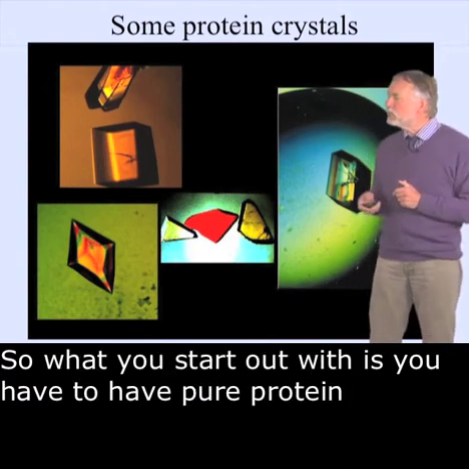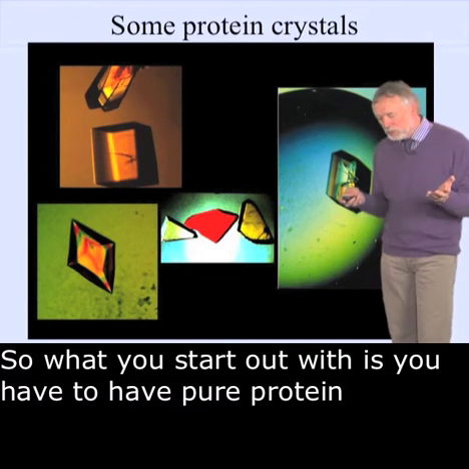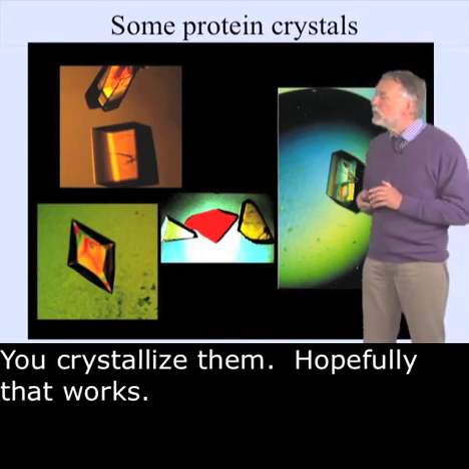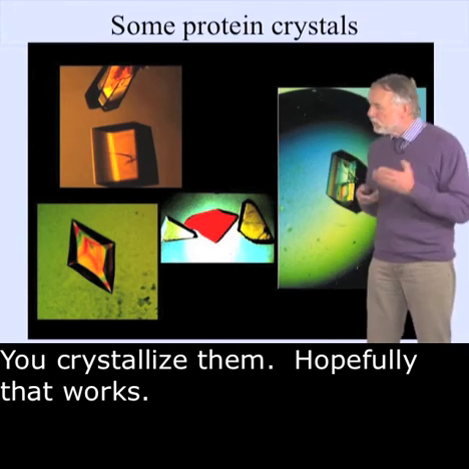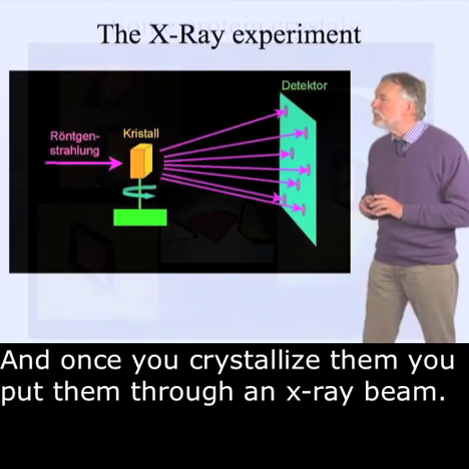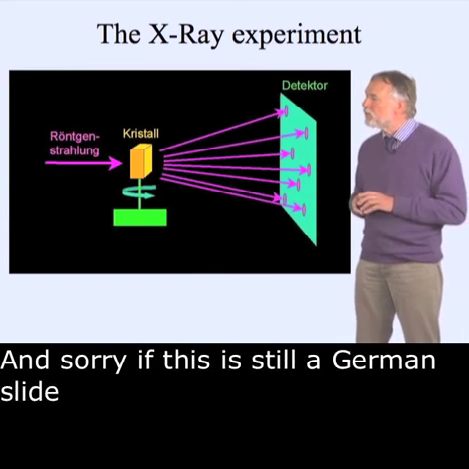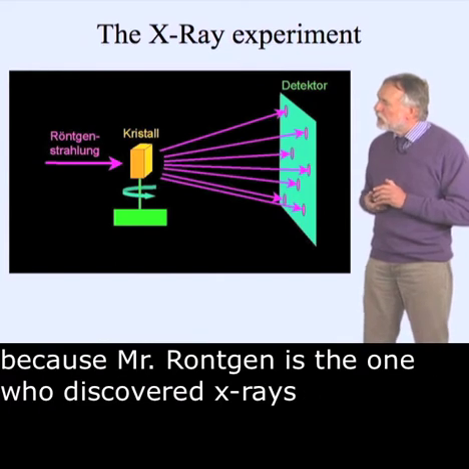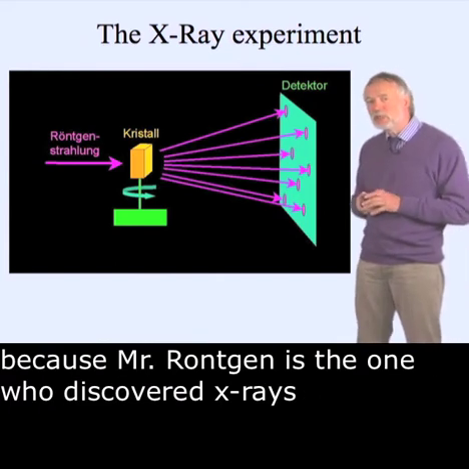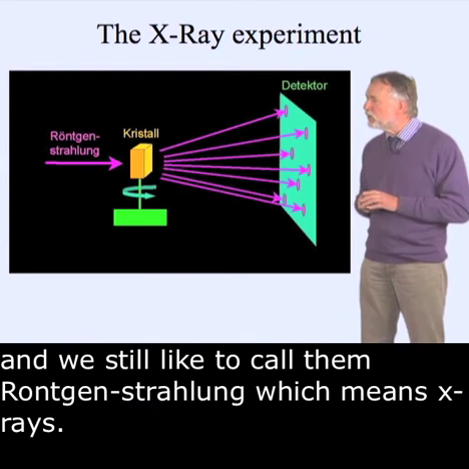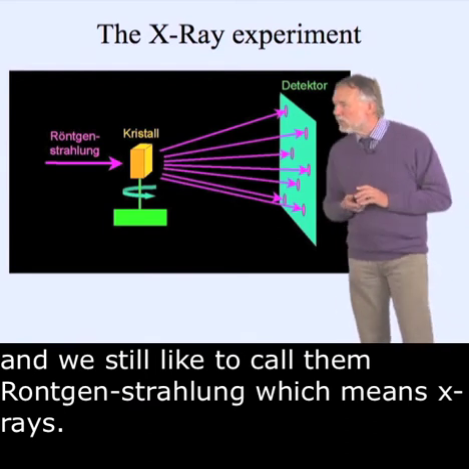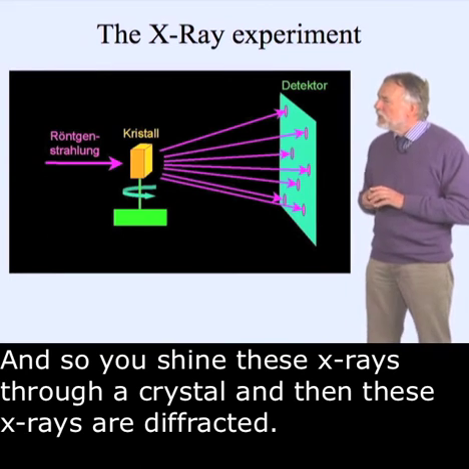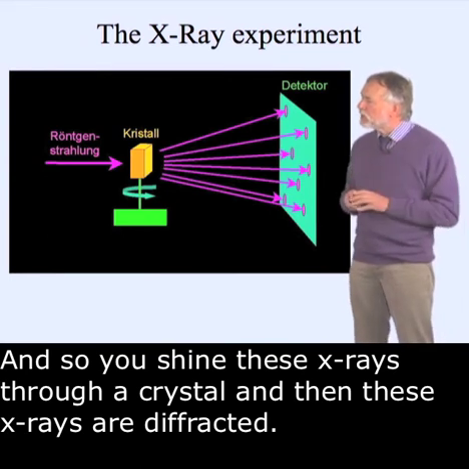What you start out with is pure protein, sometimes a lot, let's say lots of milligrams of protein. You crystallize it. Hopefully that works. And once you crystallize it, you put it through an X-ray beam. I'm sorry, this is still a German slide, because Mr. Röntgen is the one who discovered X-rays, and we still like to call them Röntgenstrahlen, which means X-rays. And so you shine these X-rays through a crystal, and then these X-rays are diffracted.